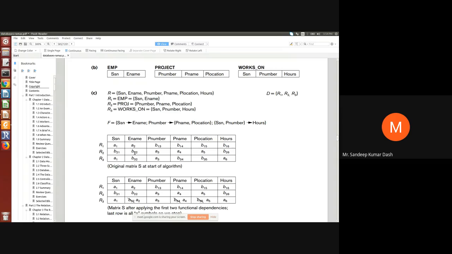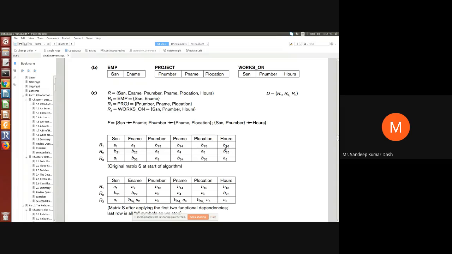Rest all will be B. Similarly, R3, SSN, P number, hours. SSN, P number, hours will be A. Rest all will be B. Okay. Now this is filled.